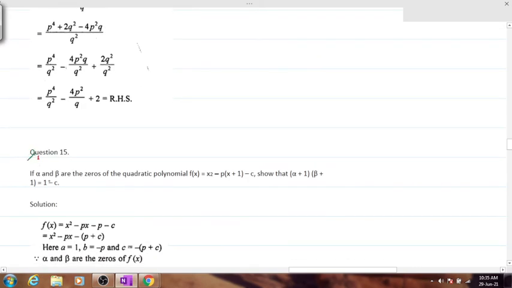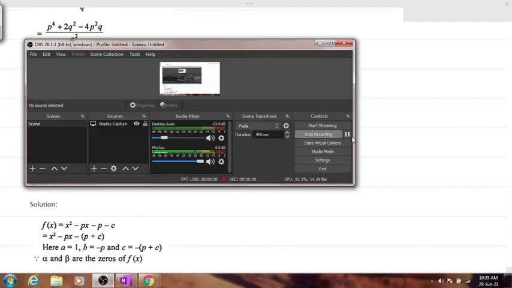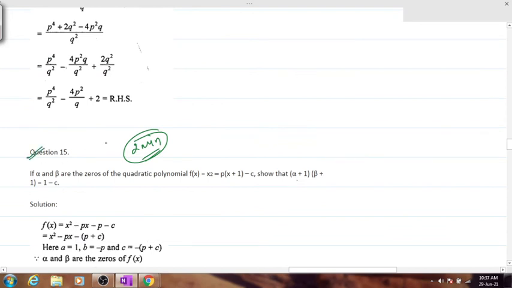Question number 15, you'll have to proceed. If alpha, beta are the zeros of this quadratic polynomial, you have to show that (alpha plus 1) into (beta plus 1) is equal to 1 by c. Can everybody try this numerical? 2 minutes. Can everyone try it out? Yes. I'm pausing the video for you all to try it now. When people are done with this, we'll start discussing the solution.